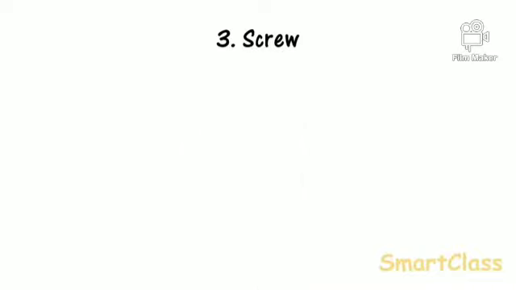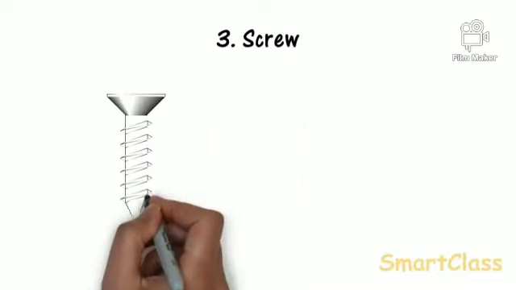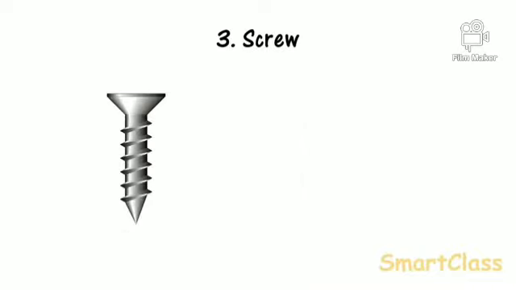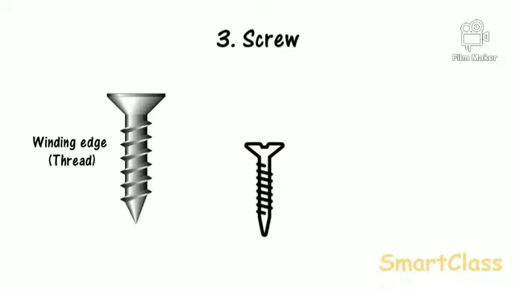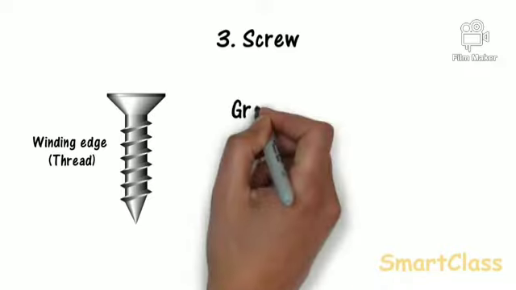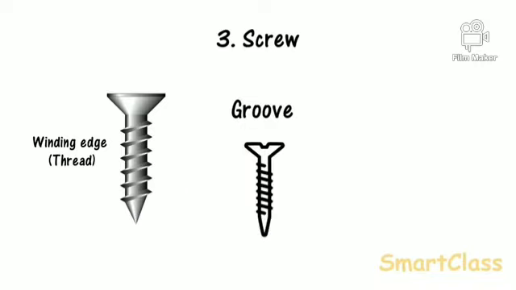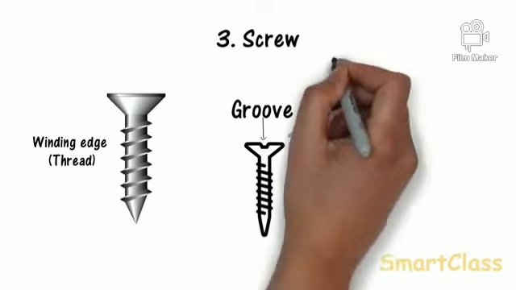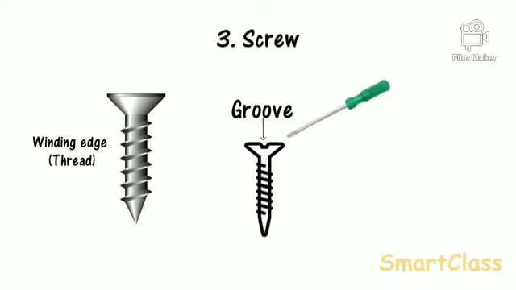Screw. The screw looks like a nail with grooves cut in it. A screw has a winding edge called a thread. This winding edge is also a kind of inclined plane. The head of the screw has a groove for the tip of a screwdriver. When the screw head is turned with a screwdriver, the tip of the screw moves into the wood. Less force is needed to insert a screw into wood due to the inclined edges or thread.